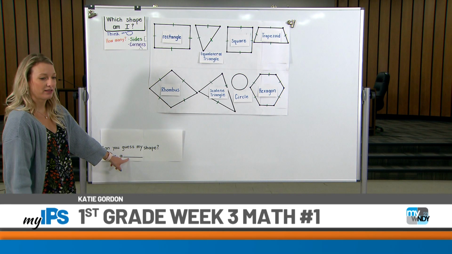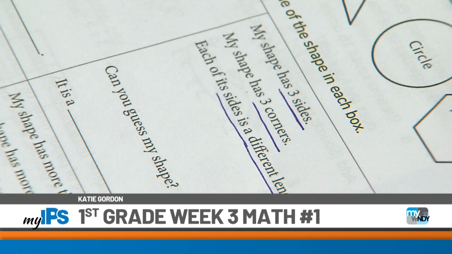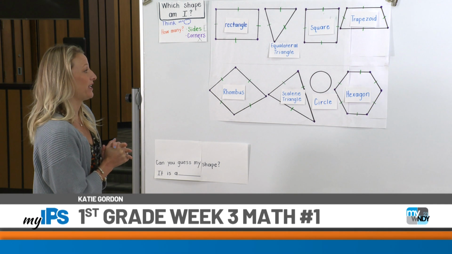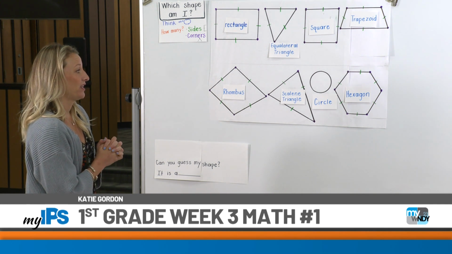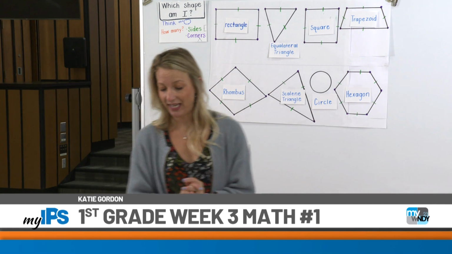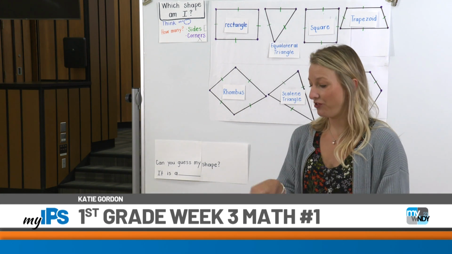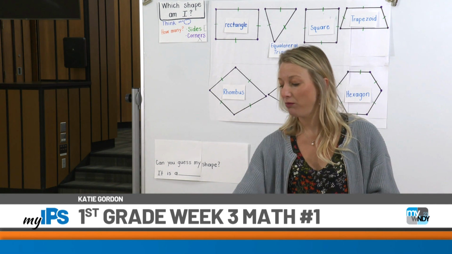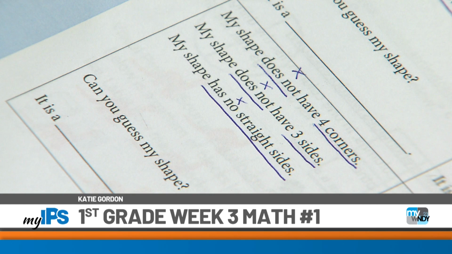It is a... The next box says, my shape has 3 sides. My shape has 3 corners. Each of its sides is a different length. So that's when you're going to look. So 3 sides, 3 corners, and each side is a different length. So which one do you think that is? Go ahead and take a guess. And after you identify which one it is, I want you to mark it out and then write it on the line. On the bottom row of the square, we have my shape does not have 4 corners.